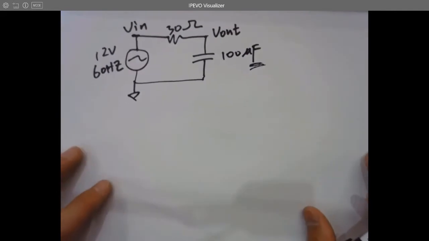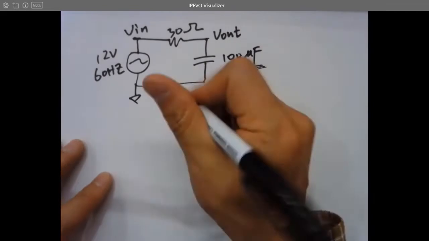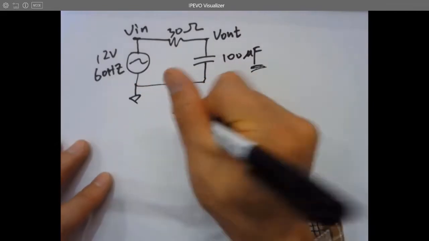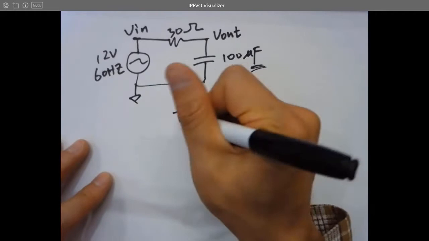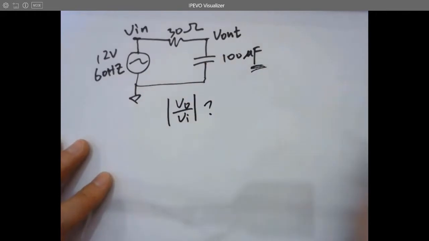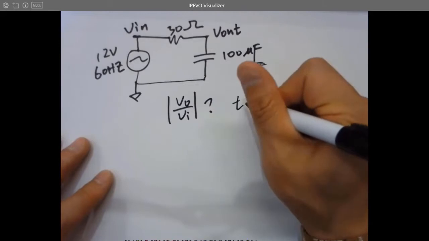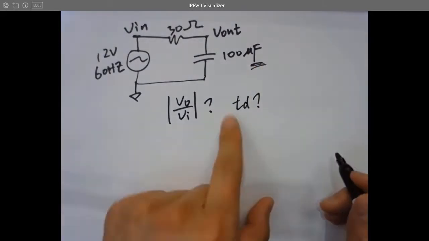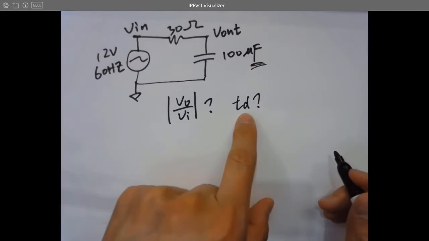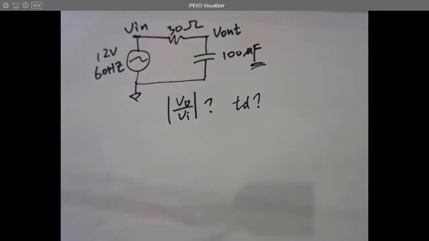So the question here is, what is V out over V in? I just make it simple: VO over VI, which is attenuation. And what's the time delay? For time delay, I put a T here, which means the unit should be second, not angle. You have to convert angle into second.